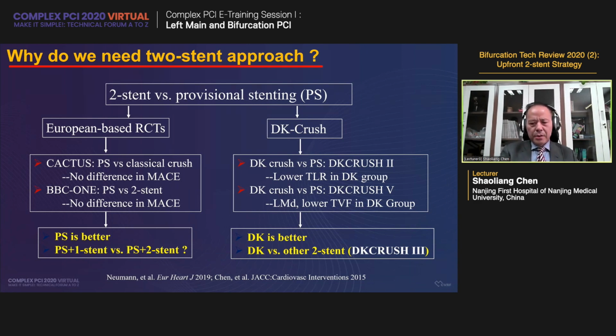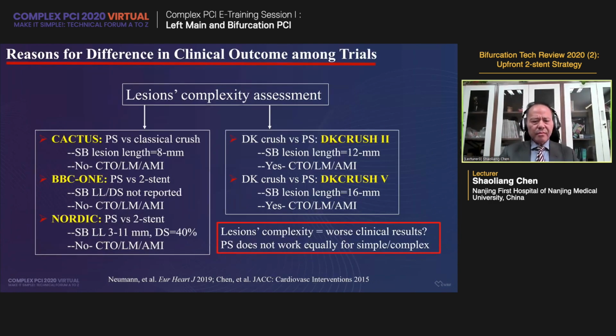So in general, from these 2 DK crush studies, maybe DK crush looks much better than provisional stenting technique for relatively complex bifurcation lesions. But also we showed the superiority of DK crush stenting or culotte stenting technique for distal left main, Medina 111 and 011 bifurcation lesions from our DKCRUSH-3 study. So based on the previous data, maybe there is a very strong correlation between lesion complexity and clinical outcome.